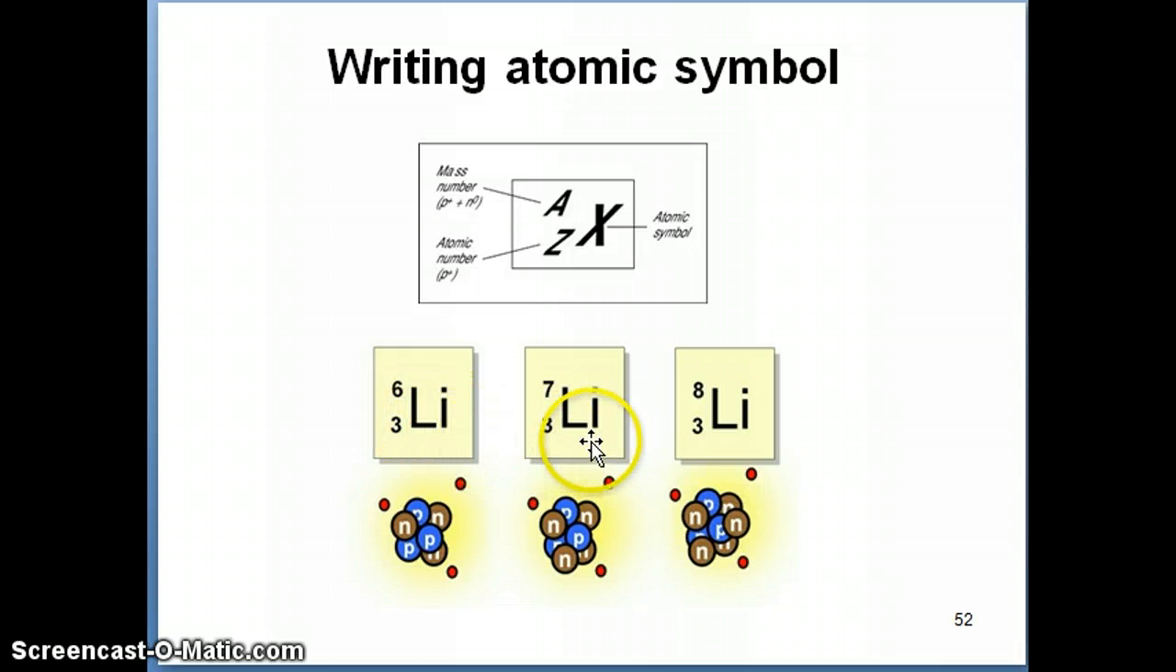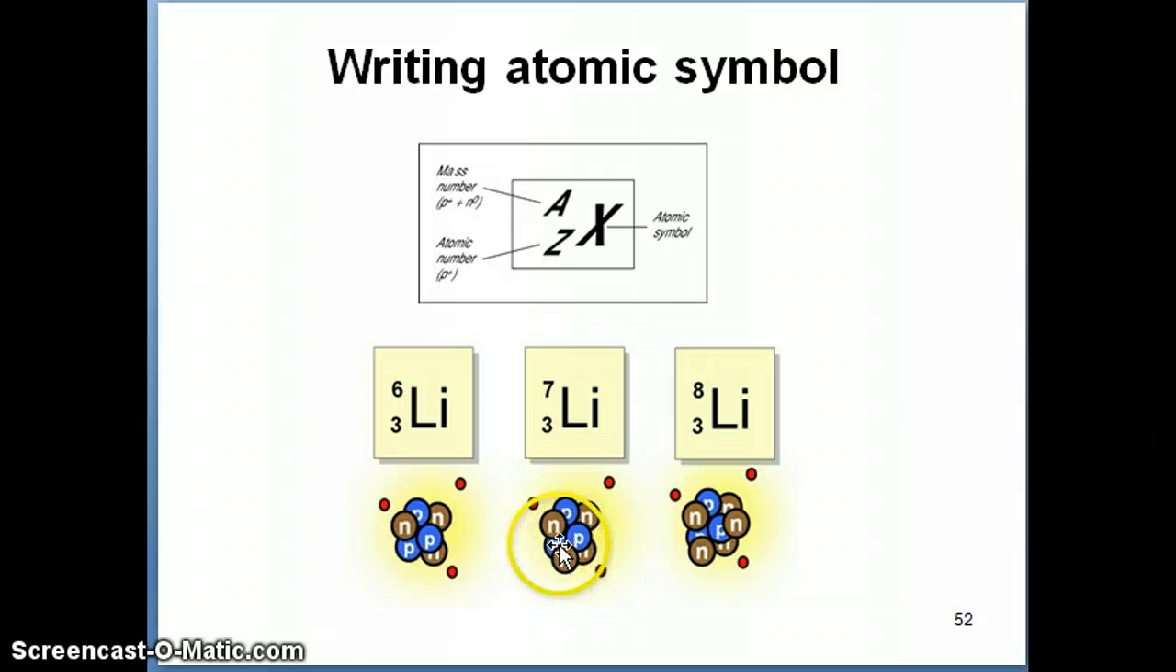Lithium, by definition, for an element to be called lithium, it all has to have 3 protons. So the atomic number, as you can see, for all 3 of them is identical, which is 3, and they just differ by the number of neutrons. You can see here in the illustration they all have 3 protons in the nucleus, right? And for this one it has 3 neutrons. So as a result, 3 plus 3 is 6. That's why the mass number is 6. In this case, the mass number is 7 because I have 4 neutrons.